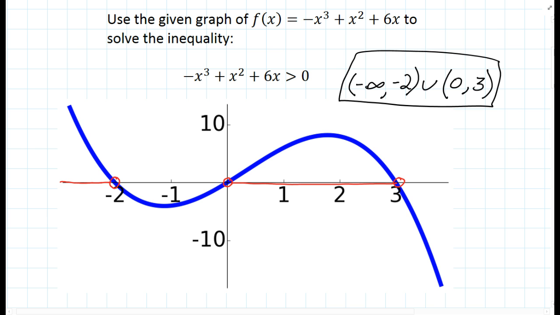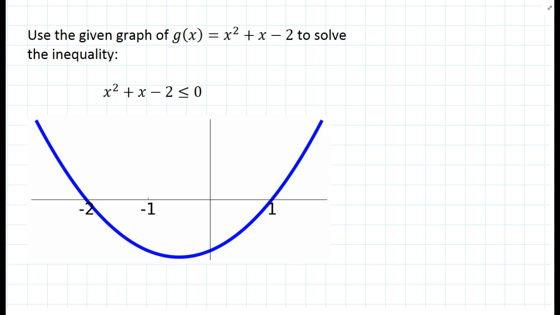Let's try another one. So now we're asked to find all points x where x squared plus x minus 2 is less than or equal to 0. So that means that we're looking for all the points where the graph lies below the x-axis. And in this case, we do have equality. That's what that line there means. So we are looking for the endpoints as well.